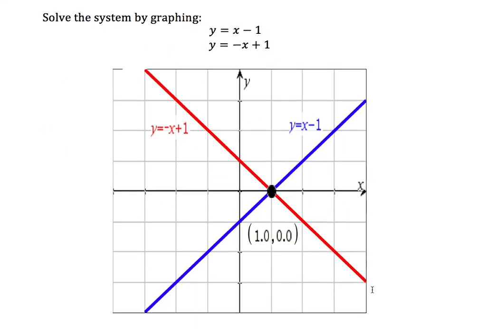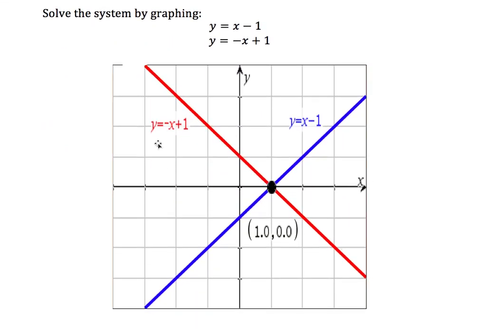All right. Next one says solve the system by graphing. The most important thing to remember when you're graphing this is your formula needs to be in slope-intercept form. So your y needs to be on one side of the equation and everything else is on the other side.